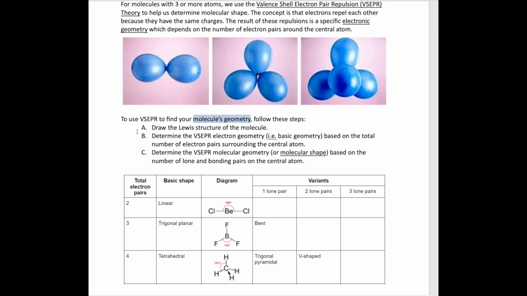Your steps to do this are given right here. You're going to start with your Lewis structure, and then you're going to determine the electron geometry, which is another way of saying the basic geometry. And that's only these 3 right here. So it's either linear, trigonal planar, or tetrahedral. And that depends on how many electron pairs you have around your central atom.